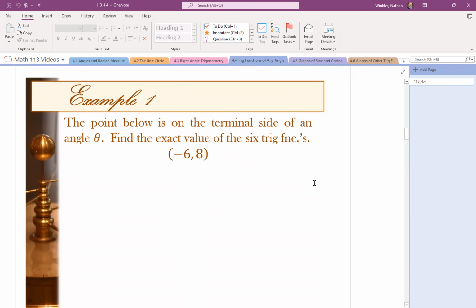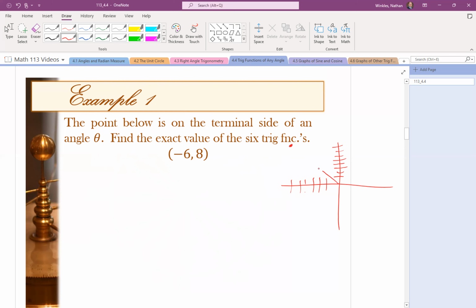So the point below is on the terminal side of an angle theta. Find the exact value of the six trig functions. Anytime we're given this, let's draw it out. So -6, 8. So we have this right here. So if this is my angle theta, I have -6 and I have 8.